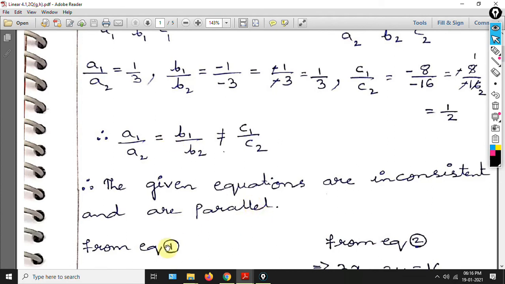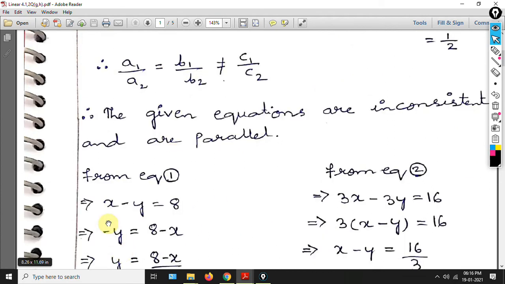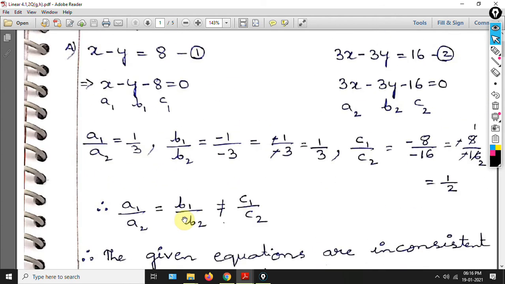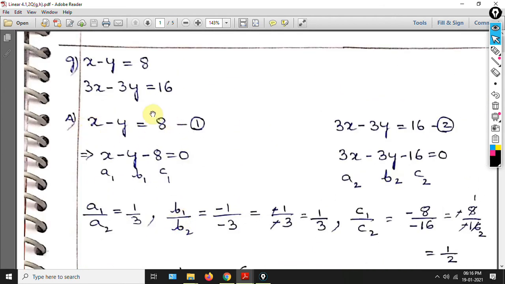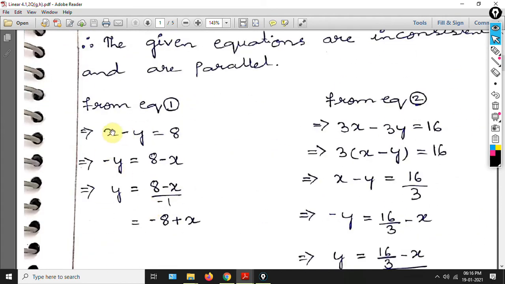Next, for the graphical representation, we take equation number 1. What is equation number 1? x minus y equals 8. That is what we are writing. Next, we send this x to the other side. So what will we get? Minus y equals 8, and when we send x to that side, it becomes minus x. So minus y equals 8 minus x.